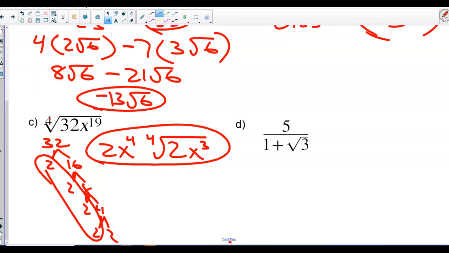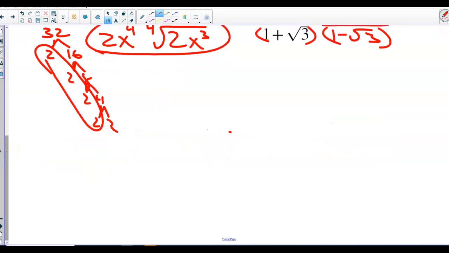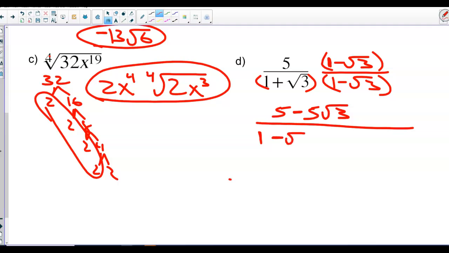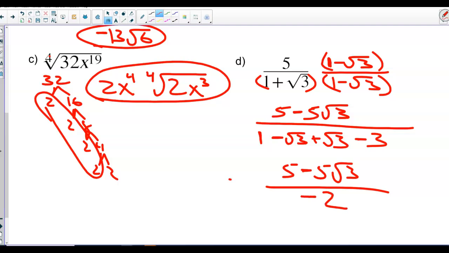And finally, rationalizing this one, we have to change the sign. You're using what we call the conjugate. You're foiling on the bottom, which will eliminate that middle term. You're distributing on the top. So the top here becomes 5 minus 5 root 3. The bottom becomes 1 times 1 is 1, minus root 3, plus root 3, and then root 3 times a negative root 3 is minus 3. The middle terms cancel, and we're left with 5 minus 5 root 3 over a negative 2 on the bottom.